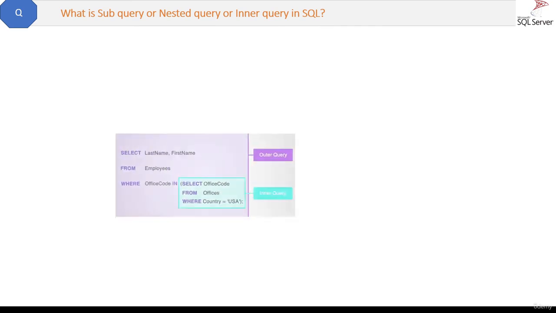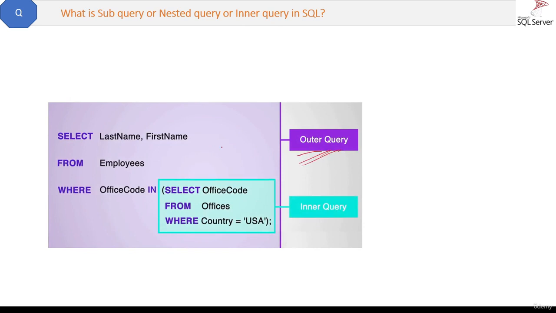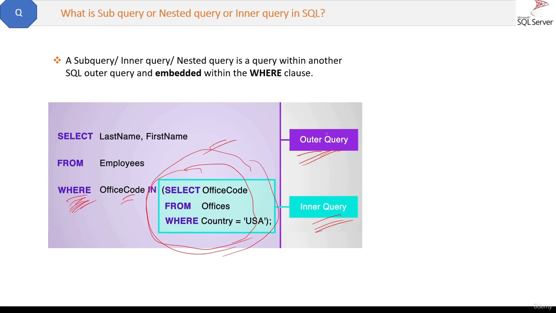statements. What is subquery or nested query or inner query in SQL? First of all, these three are the same thing. See this query carefully. This is the outer query, and inside it an inner query is embedded in the where clause. Now this where condition is dependent on the results of the office code this query will give. This query will give some result, some set of numbers, and then the where condition will check whether that condition matches. So basically the definition is: a subquery, inner query, or nested query is a query within another SQL outer query and embedded within the where clause. Simple and sweet.